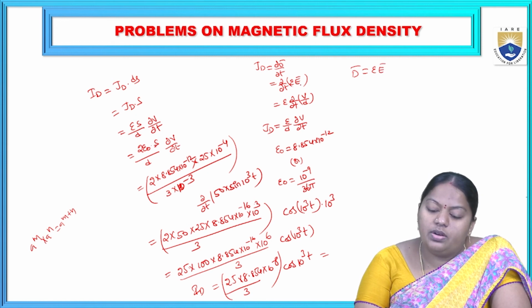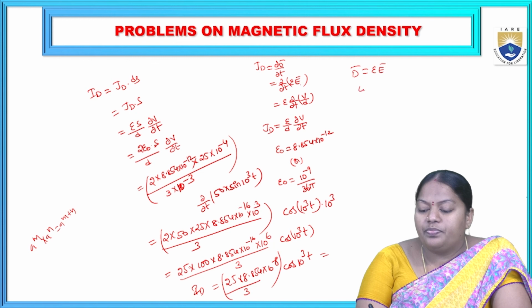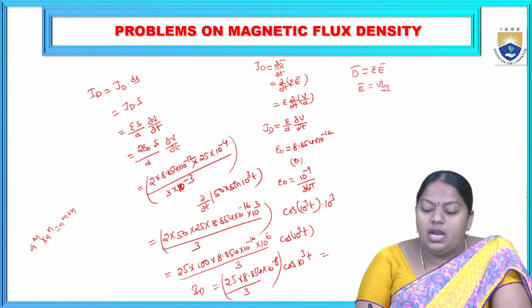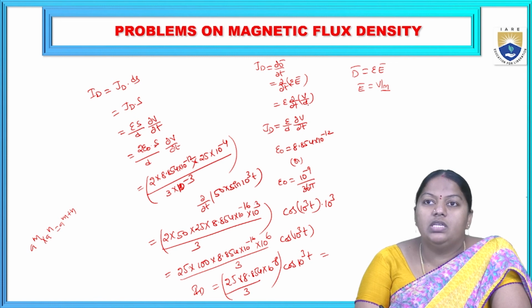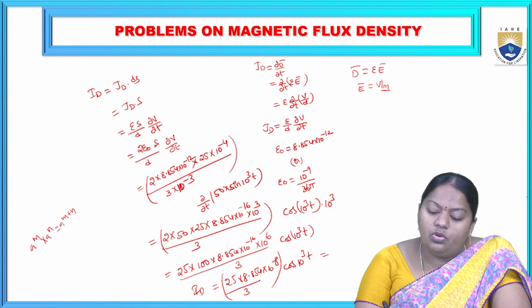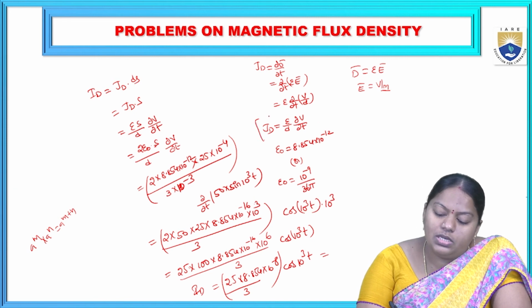So dou by dou t of epsilon into E bar can be written, and if you simplify, according to the units, electric field intensity E is measured in volts per meter, where the meter resembles the distance between two plates, and the distance between two plates is given by the notation d. Hence we replace m by d, so E bar is V by d. So epsilon into dou by dou t of V by d, where d can be considered a constant, hence epsilon by d is a constant times dou V by dou t. So we substitute all of this for JD in this formula.